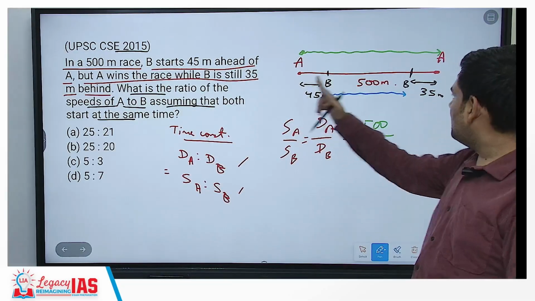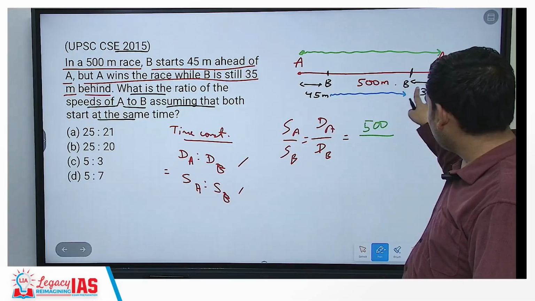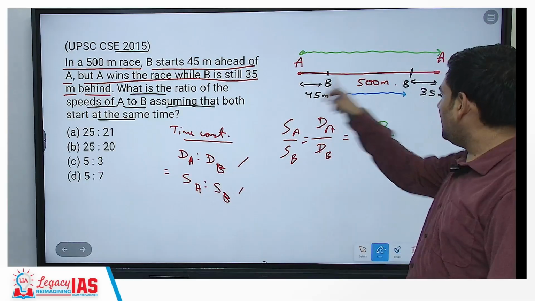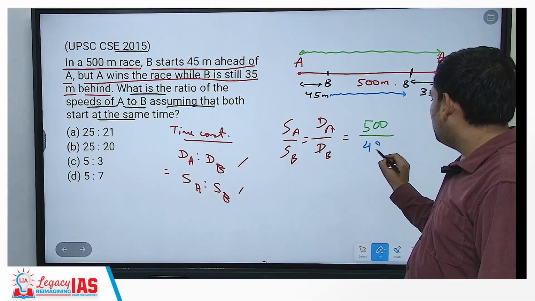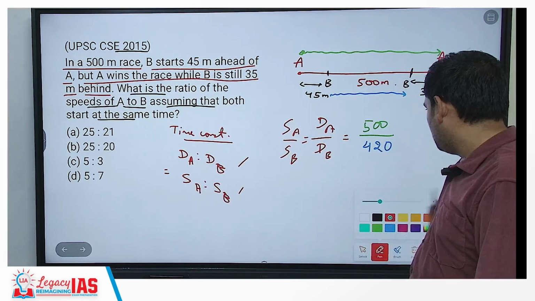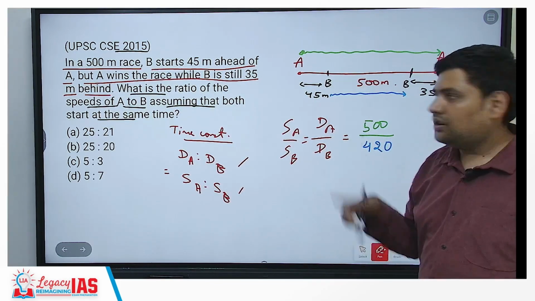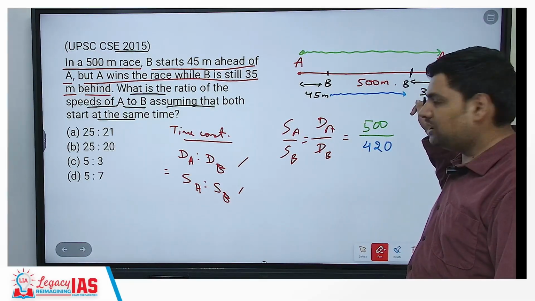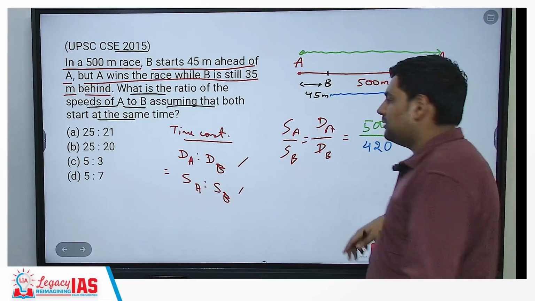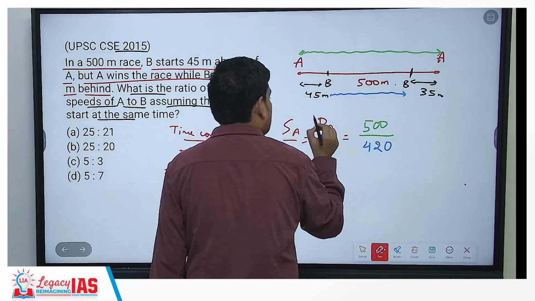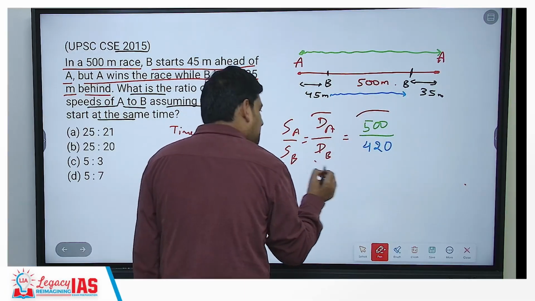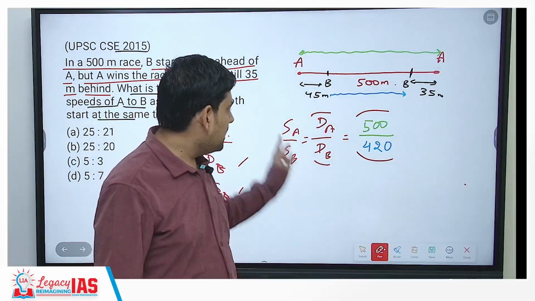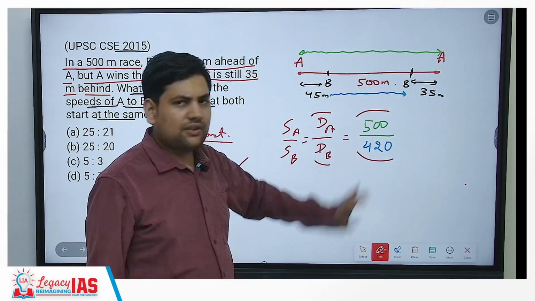How much distance? So this is 500 minus 45 and minus 35. 45 plus 35 is 80. So 500 minus 80, that means 420. Understood? So 80 meters I subtracted, this 45 and this 35. What I got? 420 meters. That means in the time that A travels 500 meters, B only travels 420 meters. Now this will also give me a ratio of their speeds.